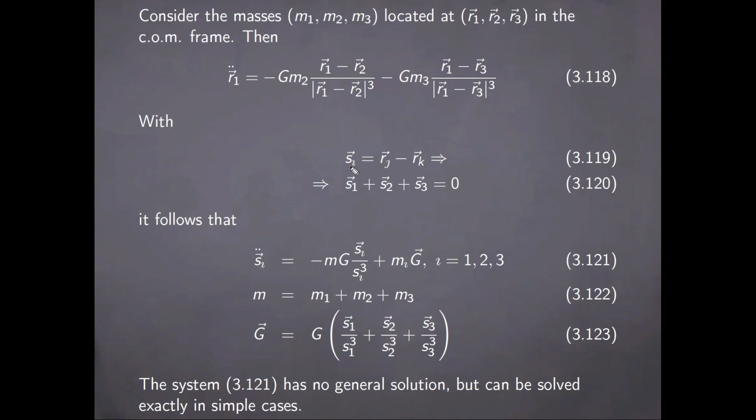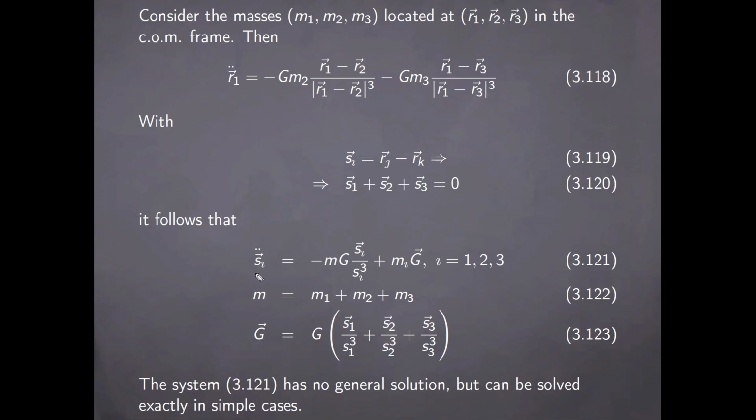Now, with the cyclic notation of the s vector of index i being equal to the difference between the radial vectors j and k, this set of vectors will obviously have the property that their sum cancels, is equal to 0. So it follows that we can write Newton's second laws for these three bodies in a symmetrical form.